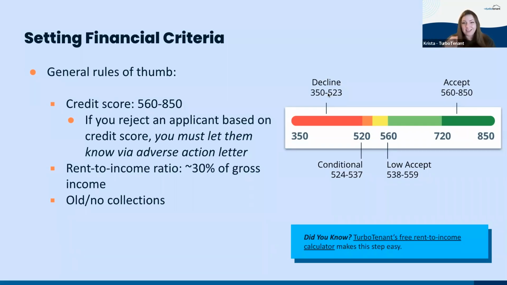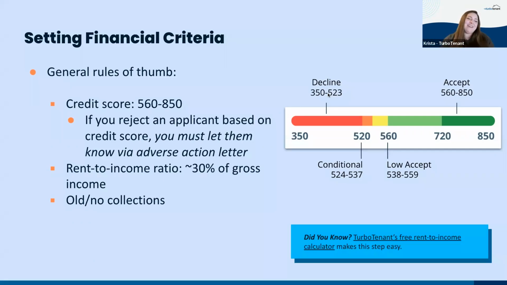That being said, if you reject an applicant based on their credit score, you have to let them know via adverse action letter. That might sound scary, but if you mark it with TurboTenant, we will do that part for you, and we have an example to show you later on. Basically, you're just giving them the chance to go back to their credit report, file a dispute if they need to, or otherwise understand what happened on their end. It's part of the law. You have to do it.